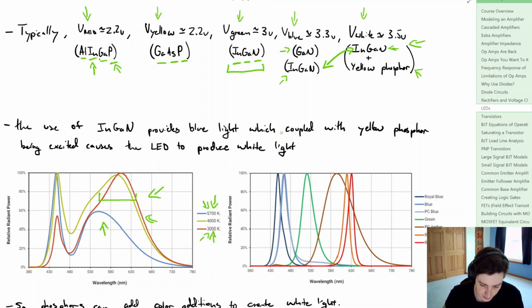Now if we looked at the spectral information for each one of our colors, that's given here on the right. So you can see in the 430 to 480 nanometer wavelength, we get our blues.